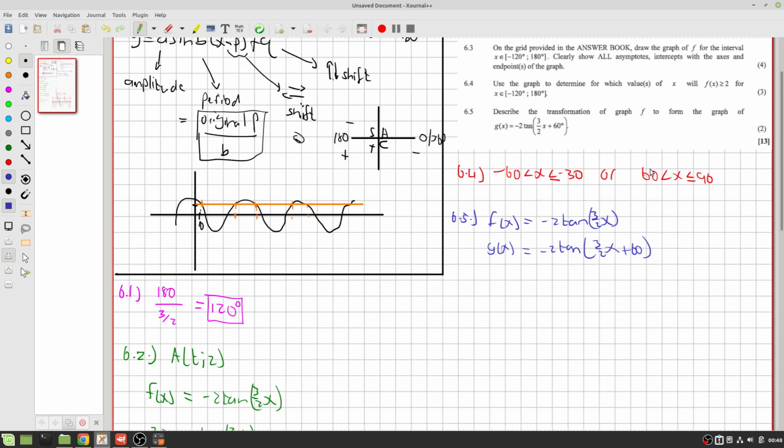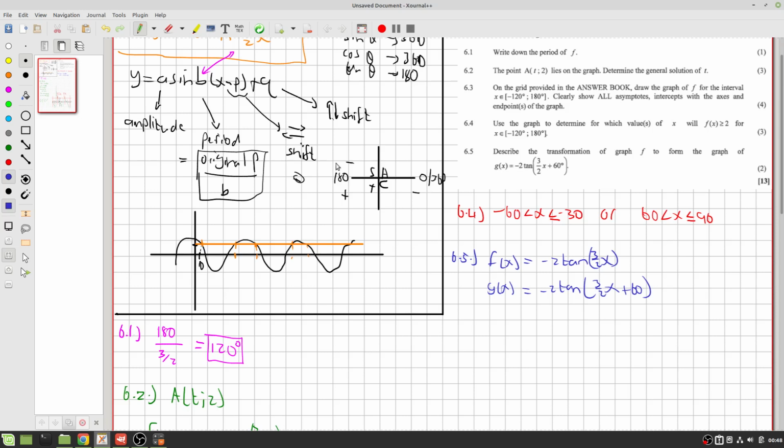So probably one mistake that some people will make. They just see this plus 60 here and immediately think, if we've got x plus 60, it means 60 degrees to the left, right? That would be correct if we had negative 2 tan x plus 60, that would mean the graph shifts 60 units to the left. But what's the difference? We don't have x, we've got 3 over 2x.